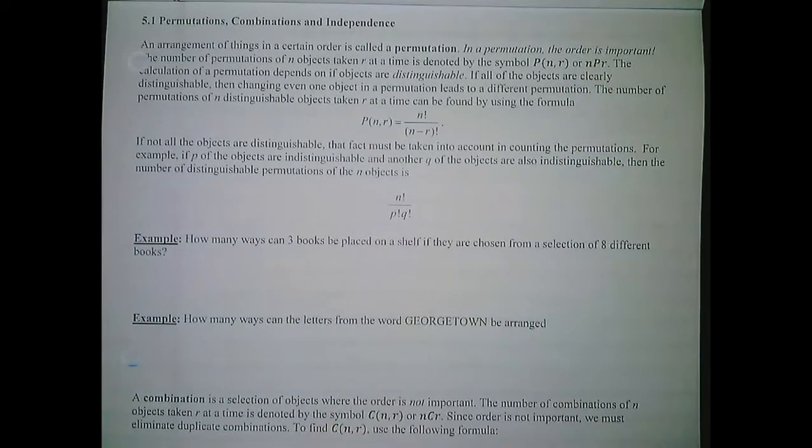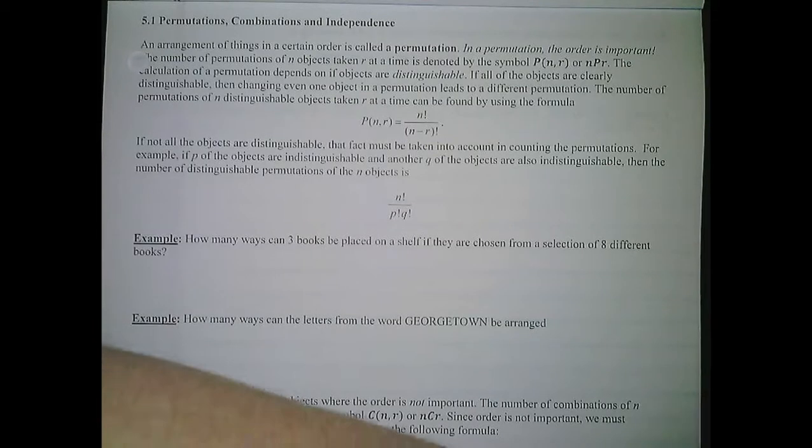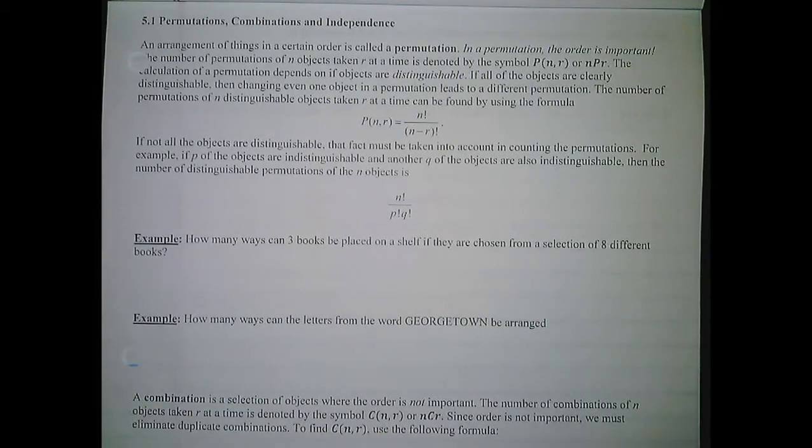The calculation for a permutation depends on if the objects are distinguishable, meaning we could tell the difference between each of the individual objects that we're arranging. So if all of the objects are clearly distinguishable, then changing even one of those objects in the permutation leads to a different permutation. So the idea behind a permutation is we can have the same objects within the group, but the order that the objects are in matters. So having A and then B would be a completely different outcome than having B and then A.